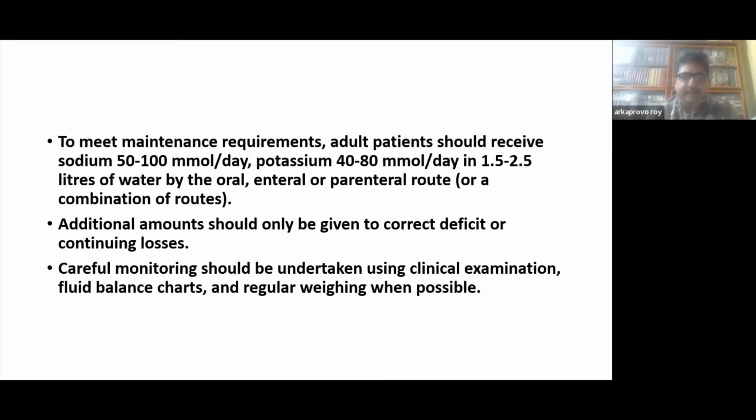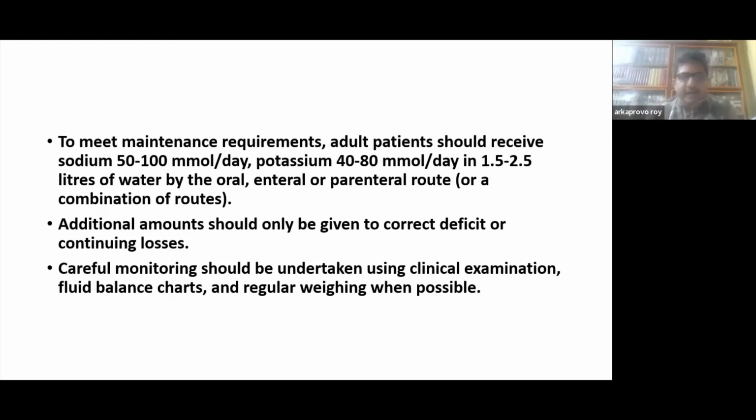To meet maintenance requirement, adult patients should receive sodium 50 to 100 millimole per day, potassium 40 to 80 millimole per day in 1.5 to 2.5 liters of water that can be delivered by oral, enteral, or parenteral route, or combination of these. Additional amounts should only be given to correct deficit or continuing losses.